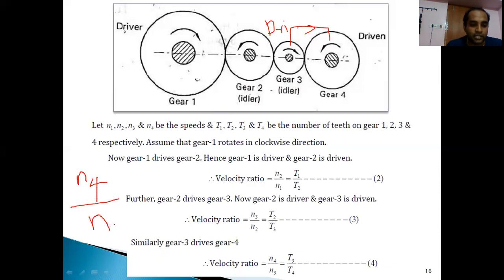Why? Because in this entire assembly, N4 is the driven gear and N1 is the driver gear. So we need it for this one. That is the reason we have estimated step by step for all the gears also. Now, how can we write all these things together? Let us see.